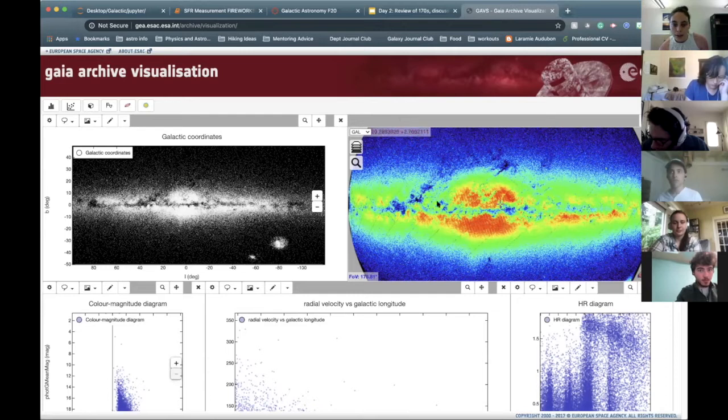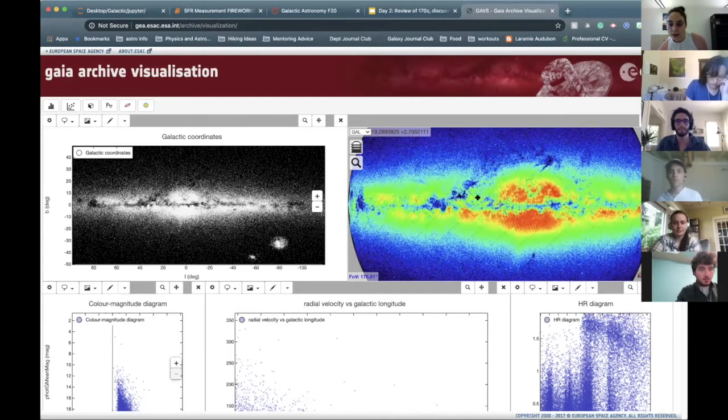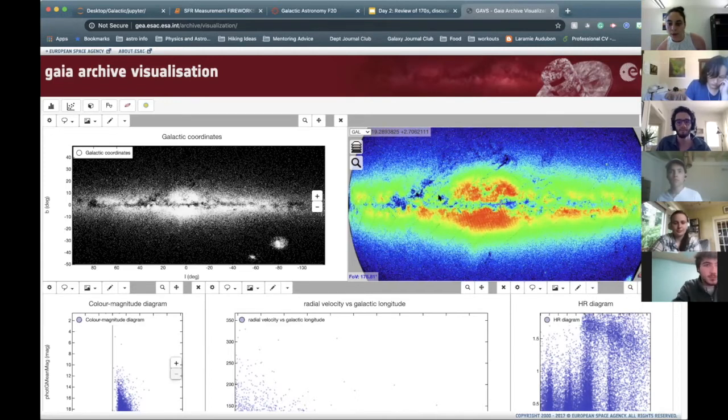So I opened this. This is a little way where you can play around with some of their data on this website. This is just a heat map showing where they have more sources. So what you can see is there are more stars in the plane of the Milky Way because there are just more stars in the plane of the Milky Way. But you can also see in the bulge, there's a lot more.